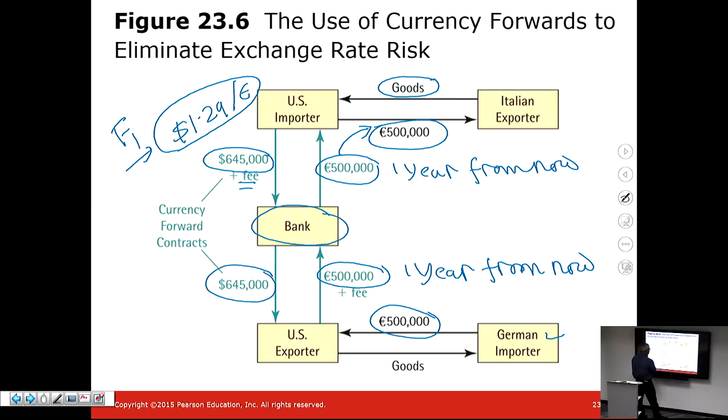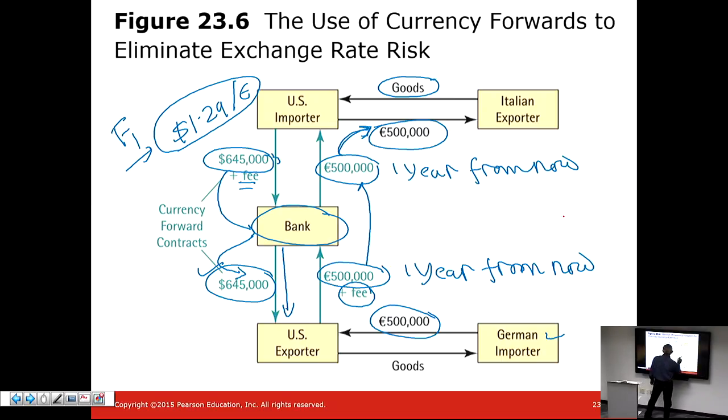So the bank will pay the US exporter $645,000 a year from now. In exchange, the bank will receive 500,000 euro plus a fee. So the bank will receive 500,000 euro, pass it on to you, and you will then pass it on to the Italian company. The bank will receive $645,000 plus a fee. The bank will then pass that $645,000 to the US exporter. But notice what is happening.